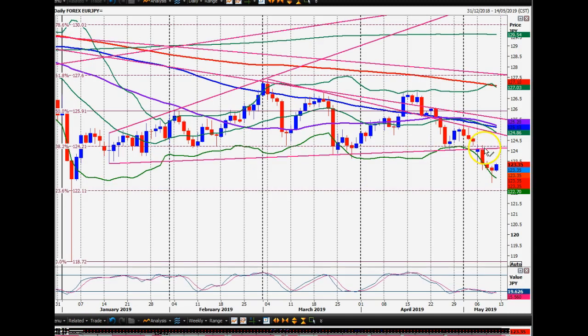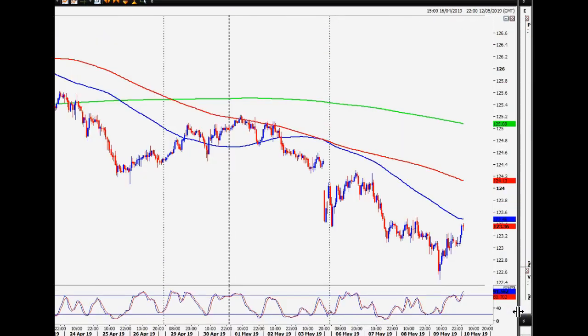Euro yen low this week after the break below this trend line, so I suggested getting into shorts. Now, yesterday we dropped as far as 122.47, but we got a good recovery, leaving quite a positive candle here, showing buyers aggressively jumping in at those lower levels. We're oversold on the daily chart as well.